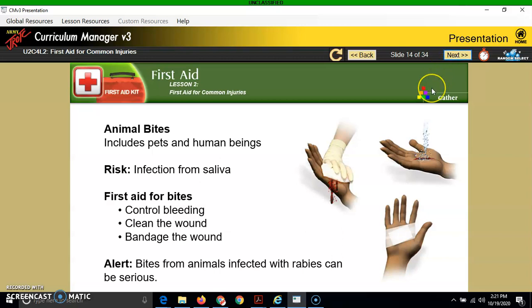Now be aware that with bites from animals, you need to be aware if it's had its rabies vaccination. If you're unaware of that, then it could be more serious and you need further medical attention. And that can be very serious.